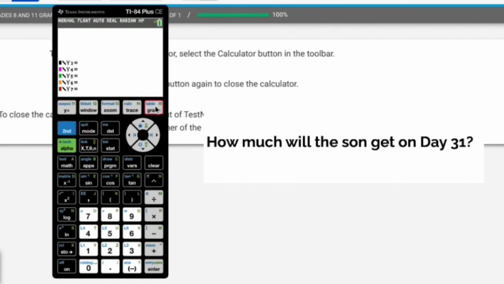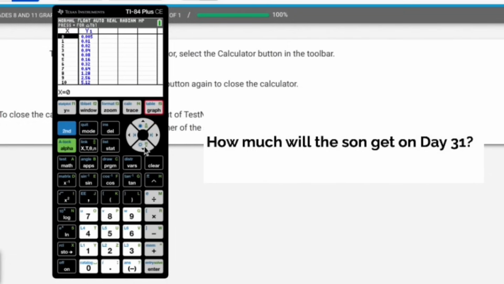Let's go to table by hitting second graph. And at day zero, that doesn't matter. But day one, you have a penny, and day two, you have 2 cents. We knew that would happen. Let's just keep going. Day 10. Oh, great. We owe him $5. Yippee. Uh-oh. Oh, boy. Oh, no.